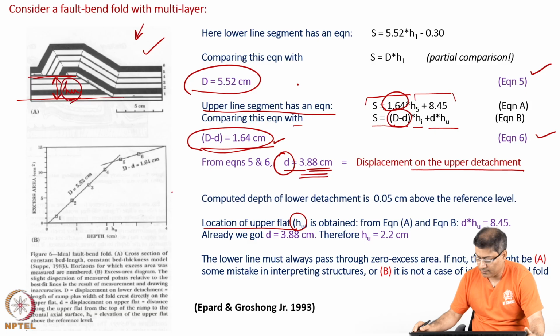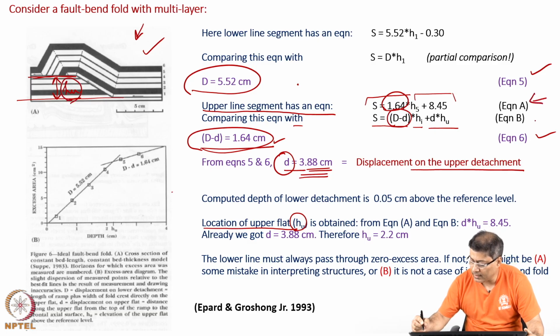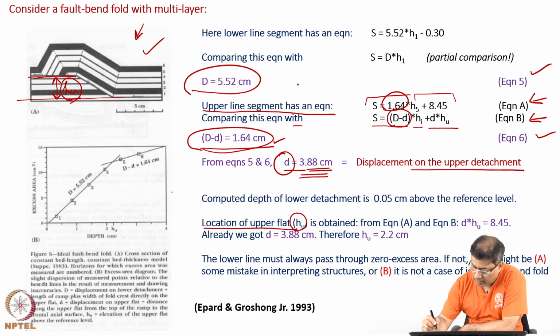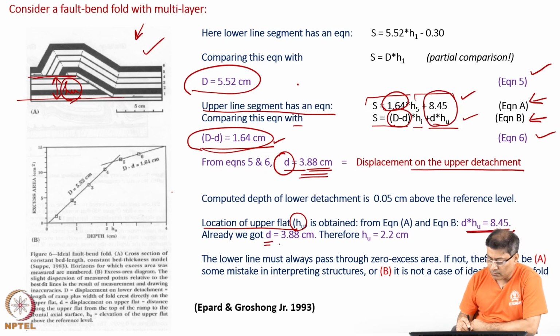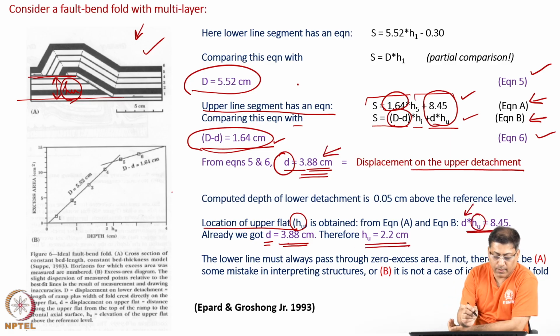How to obtain that? We will use equation A and equation B. By comparing these two equations, we know dHu is equal to 8.45 centimeter, that is stated here, and we have already got d is equal to 3.88 centimeter as explained. So, from there, by putting d equal to 3.88 in this equation, we know the HU is 2.2 centimeter. So, in this way, the fault bend fold can be restored using the excess area diagram.